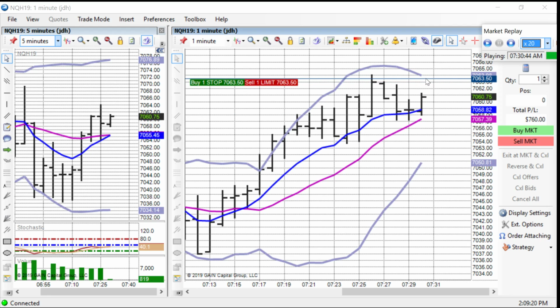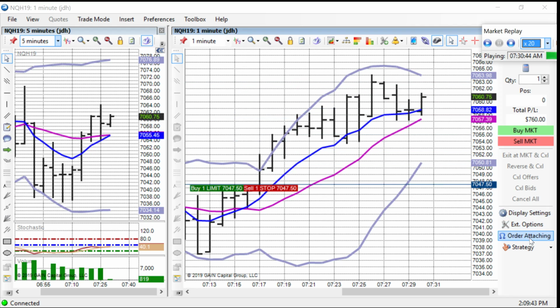At the same time, I'm not liking how close this Bollinger Band is to this entry point for a 5-point target. So I'm a little hesitant to go along at these points right here using a 5-point target. You know, if I was using a 2-point target, I might be able to do that.